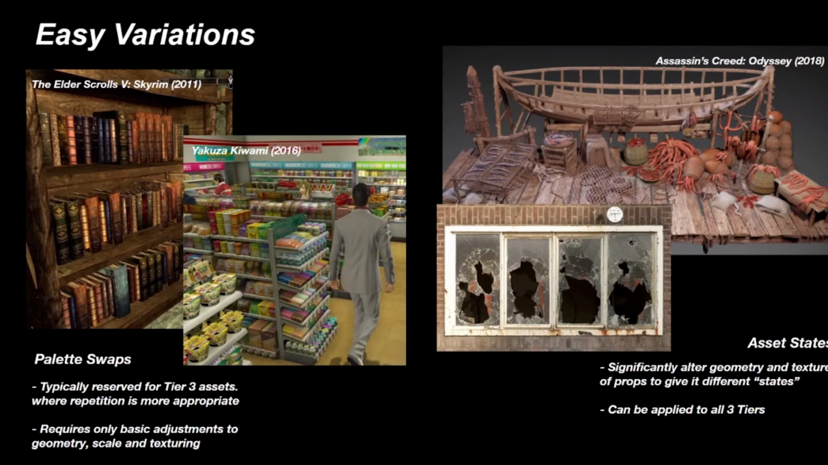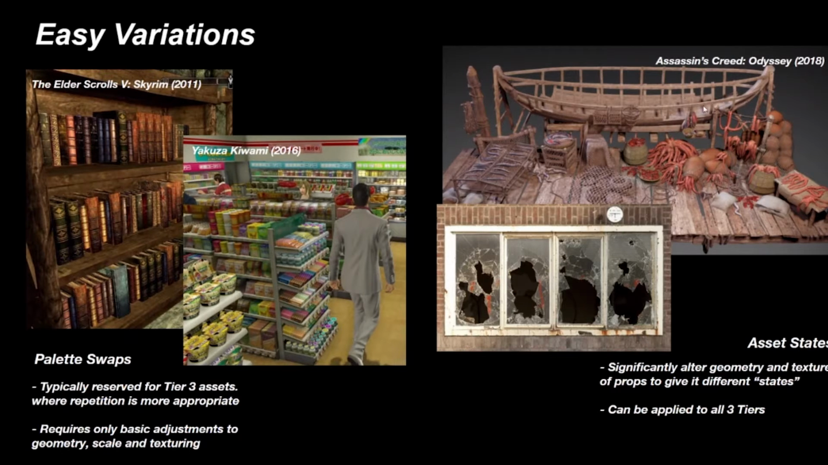On top of that, we have asset states. This is a little bit different than palette swaps because you do alter the geometry itself, but it is still important nonetheless. Whereas palette swaps you usually reserve for just the tier 3 assets, the really, really replicated ones, these can be applied to your tier 1, 2, and 3.